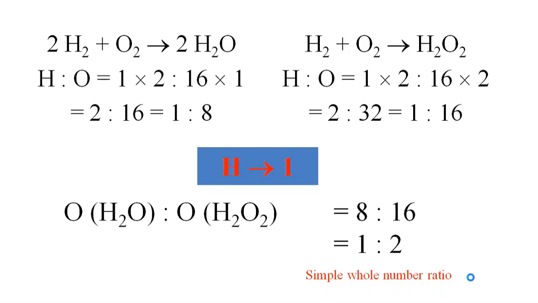That means with the mass of 1 unit of hydrogen, oxygen attached in H2O is 8 unit and that of H2O2 is 16 unit. So the ratio will be equal to 1:2, which is a simple whole number ratio. So this example proves the law of multiple proportion. We can take other examples.